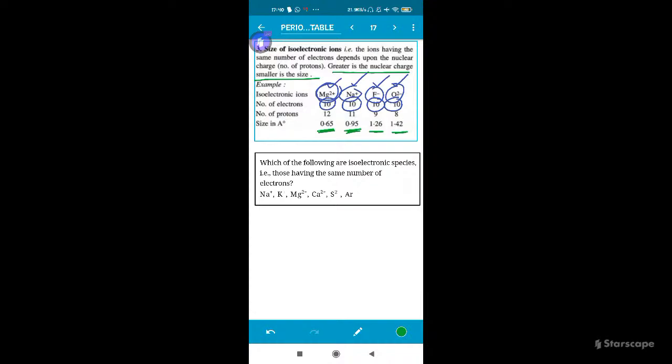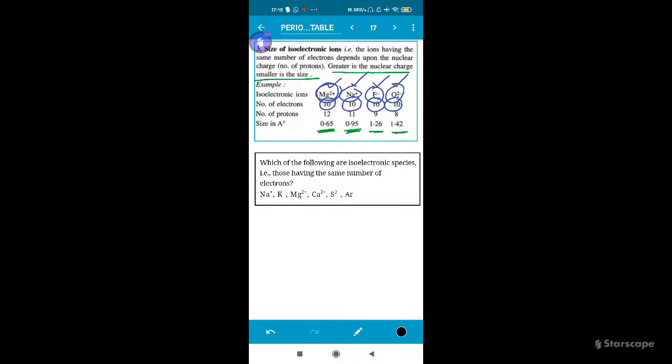We have learned that the cation is always smaller than the parent atom, the anion is always larger than the parent atom, and for isoelectronic species, we have to check which has the higher nuclear charge, and that will be the smallest one. Now I have a question over here. We have to identify the isoelectronic species in this case. So let us quickly do it.